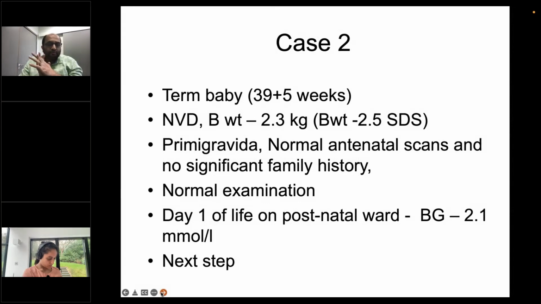On the postnatal ward, the baby was noted to be slightly jittery, so they did a blood glucose level, and it was 2.1 millimoles per liter. So what would be your next step?